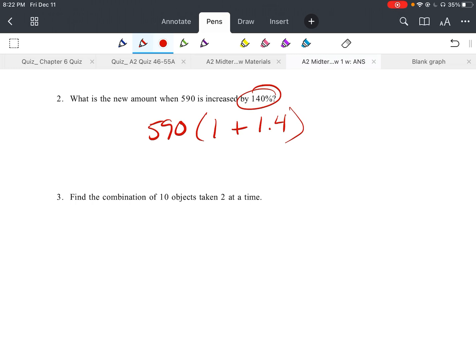And so as you go through and punch that in the calculator, you get 1416. And when you get an answer like this, just double check and say, hey, if I had $590 and I want it to be increased by 140%, would that make sense? Well, it's got to be more than double, and that seems legitimate there.